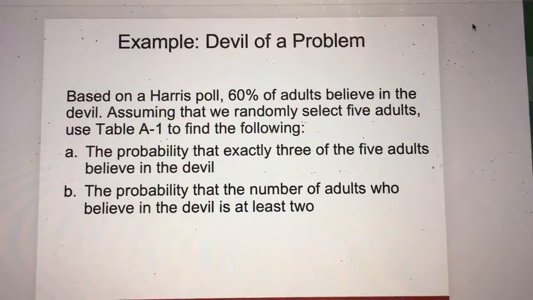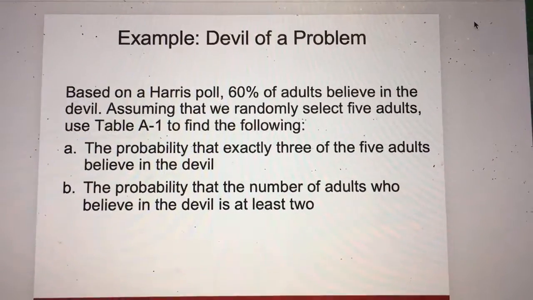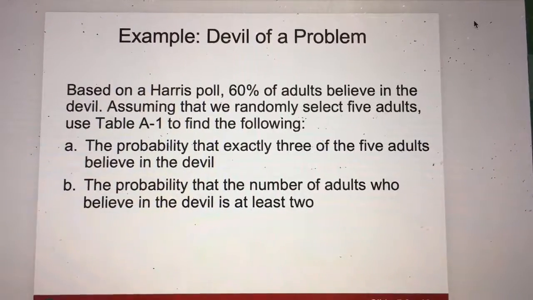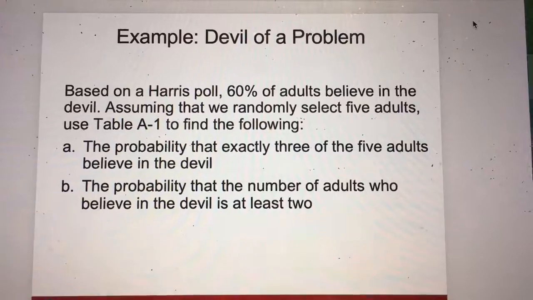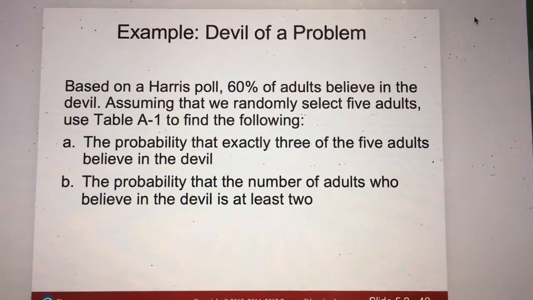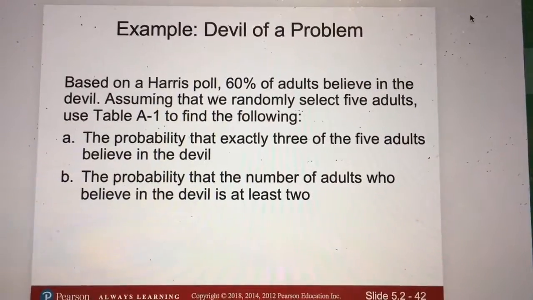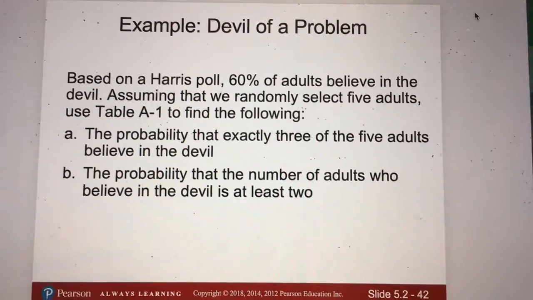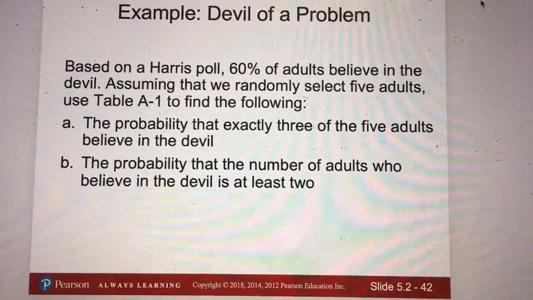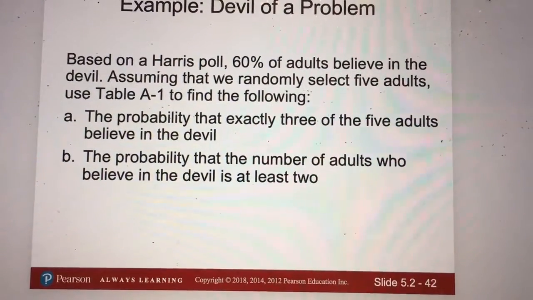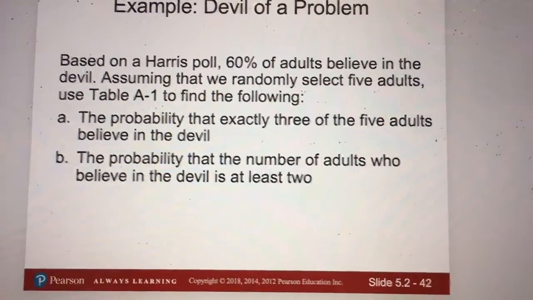Based on a Harris poll, 60% of adults believe in the devil. Assuming that we randomly select 5 adults, use Table A1 to find the following: the probability that exactly 3 of the 5 adults believe in the devil, and the probability that the number of adults who believe in the devil is at least 2. So we have 2 different situations here. We're going to do 3 of 5 and then at least 2 from the table.